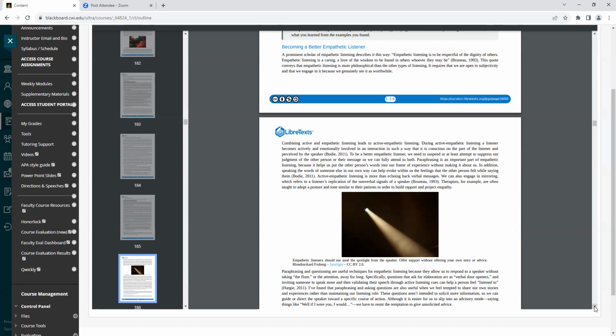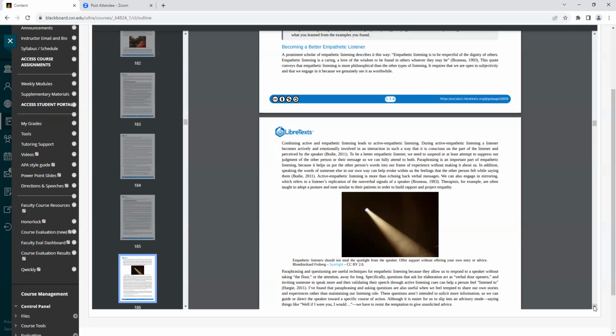Paraphrasing is an important part of empathetic listening because it helps us put the other person's words into our frame of experience without making it about us. In addition, speaking the words of someone else in our own way can help evoke within us the feelings that the other person felt while saying them.